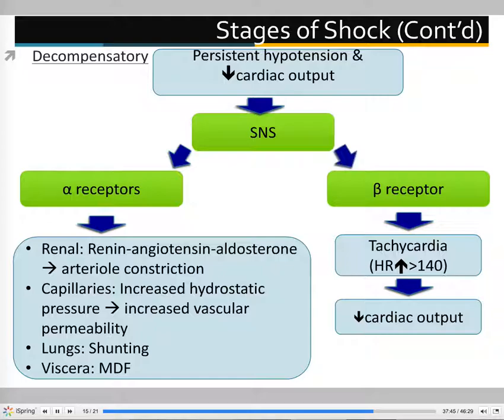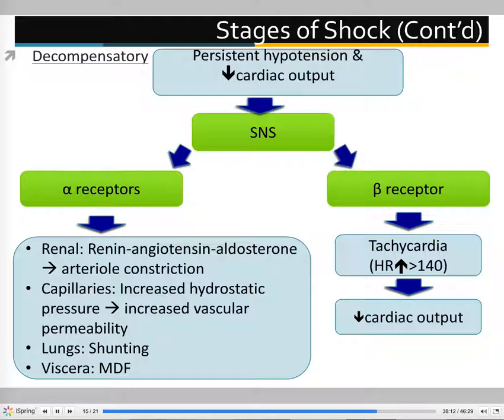The decompensatory or progressive stage of shock, stage 3: the initial cause doesn't get corrected and damages become more severe and can be irreversible. So cellular function continues to deteriorate. In other words, anaerobic metabolism leads to increased metabolic acidosis. And compensatory mechanisms can no longer maintain the balance required to protect the person's organs.